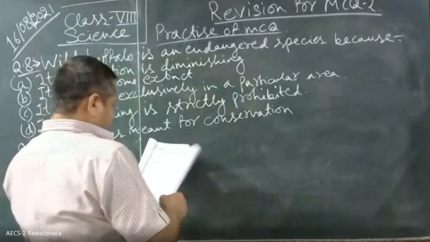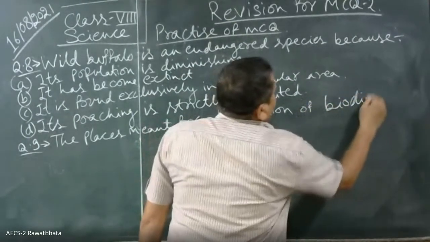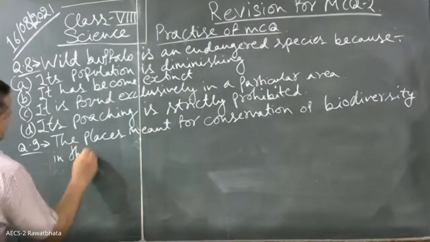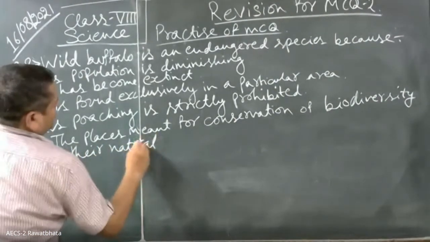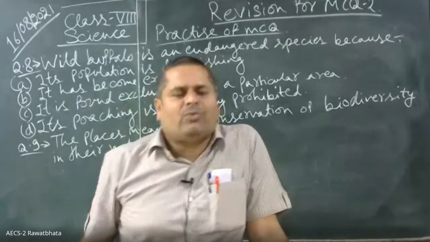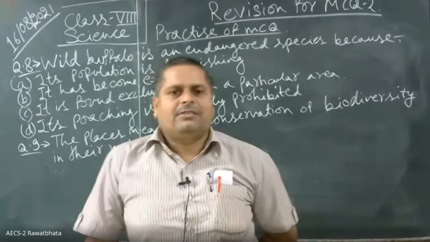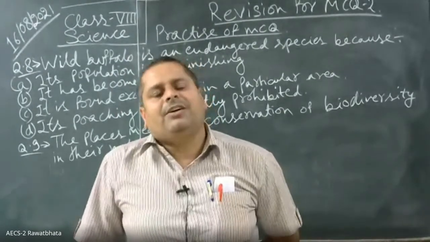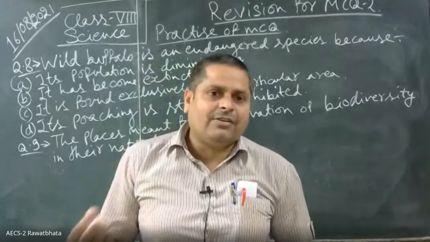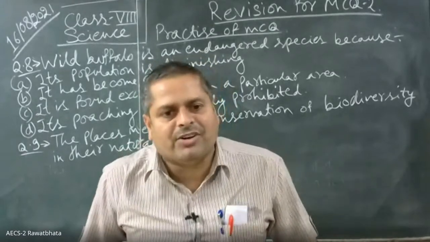Conservation of biodiversity in their natural habitat. See children, I have told you there are two methods of conservation of plants and animals. One is that in which they are conserved in their natural habitat. What is this type of conservation called, children? In situ conservation. The method in which the plants and animals are conserved in a place where they are naturally found is called in situ conservation. When they are taken to another place and provided with better facilities, it is called ex situ conservation. We have discussed during the chapter or not, children?